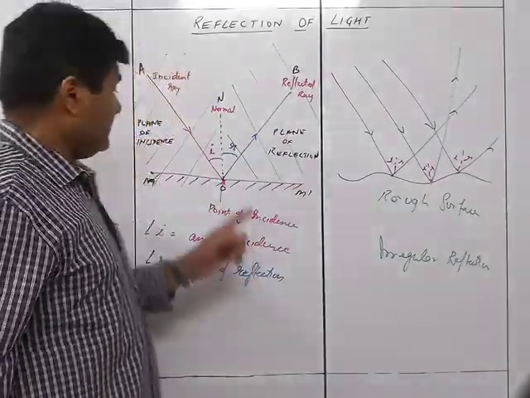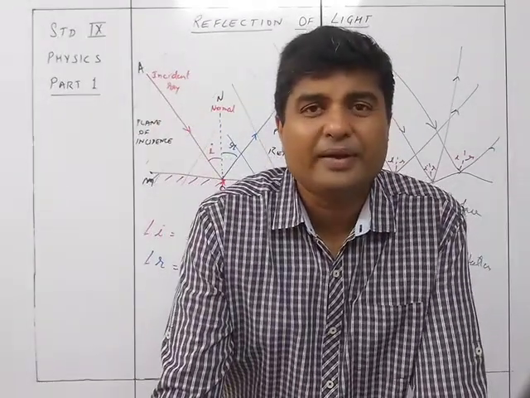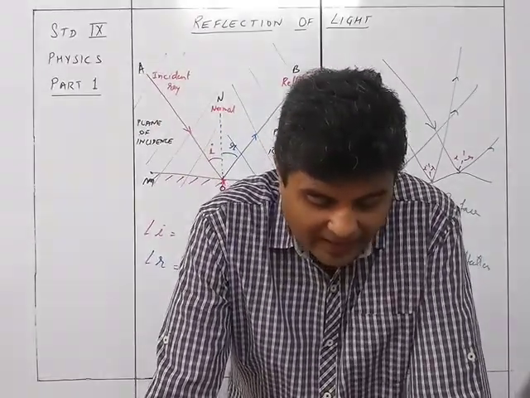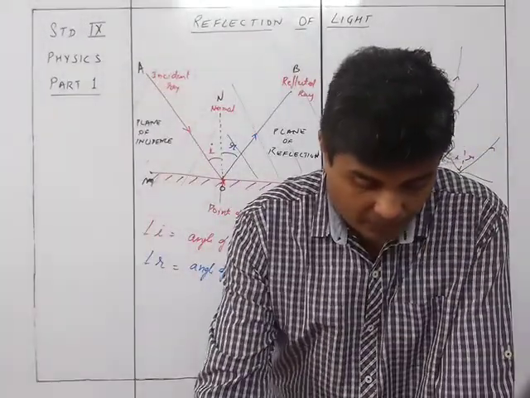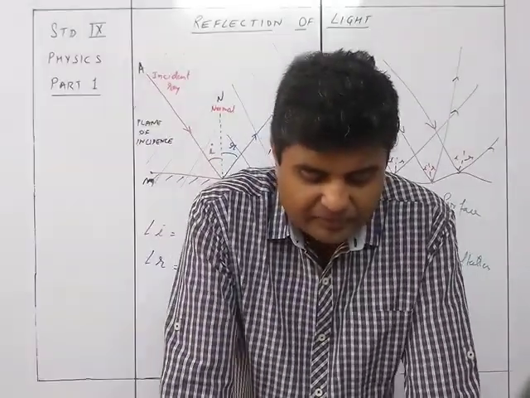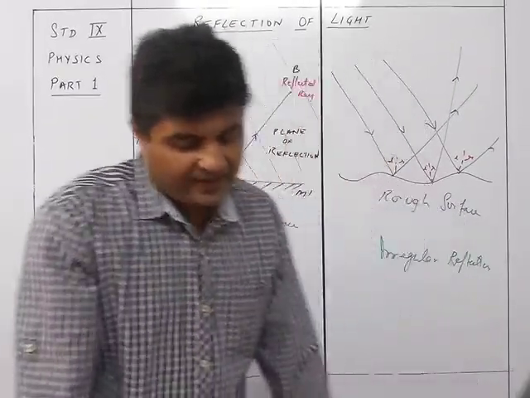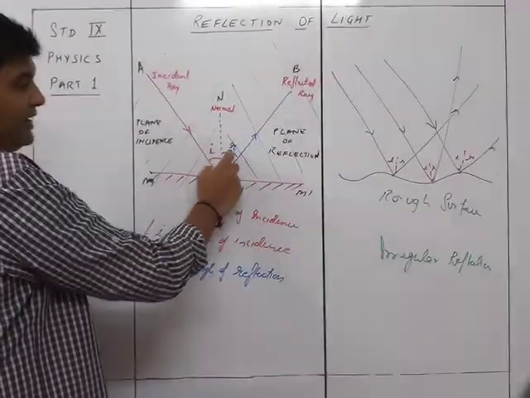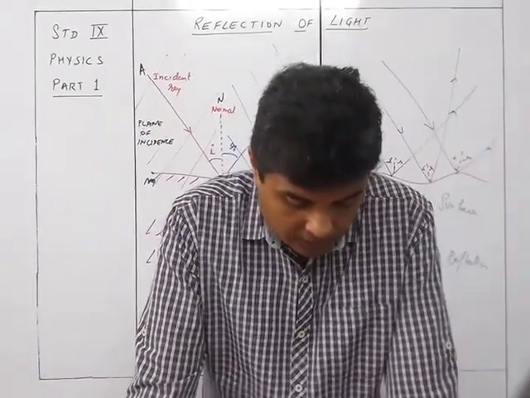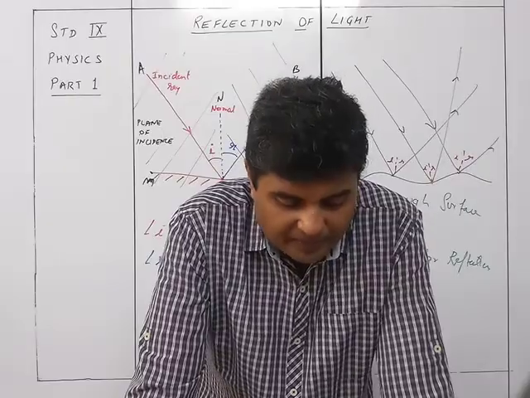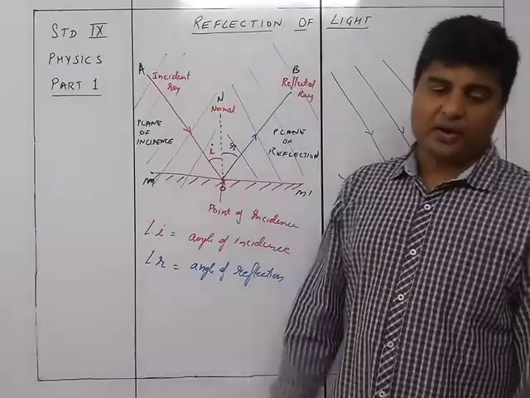Let ON be the normal, or perpendicular drawn to the surface MM dash at O. The angle AON is the angle of incidence, which is the angle the incident ray makes with the normal. Angle BON, which is the angle made by the reflected ray with the normal, is the angle of reflection. The plane of the paper is the plane of incidence. So you can see the paper is the plane of incidence.